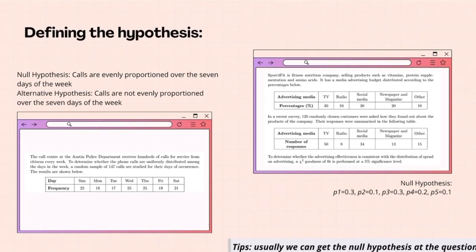In order to carry out a chi-squared goodness of fit test, first we must define the hypotheses. Based on the question on the bottom left, we can identify the null hypothesis: calls are evenly proportioned over the 7 days of the week, and the alternative hypothesis: calls are not evenly proportioned over the 7 days of the week. A tip is that we can usually get the null hypothesis from the question.